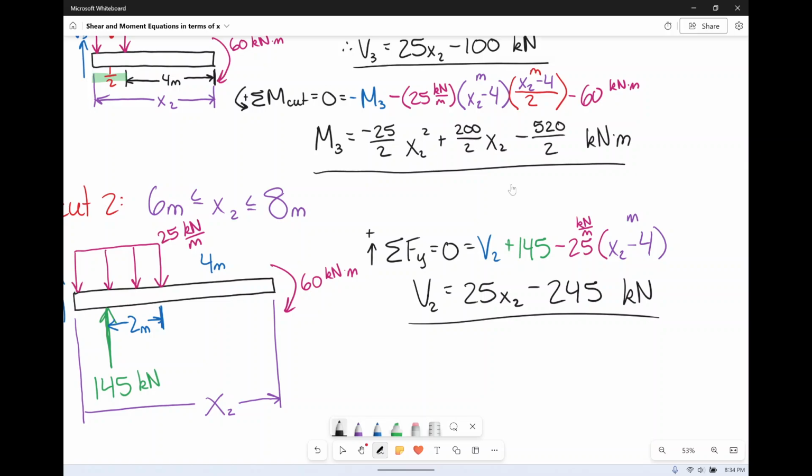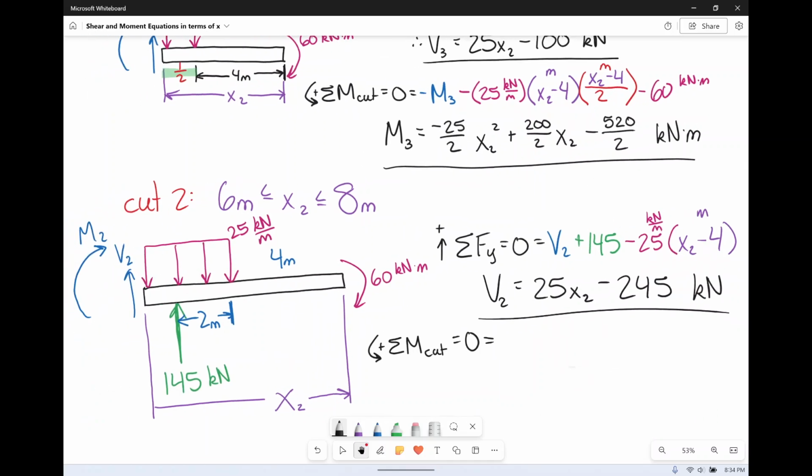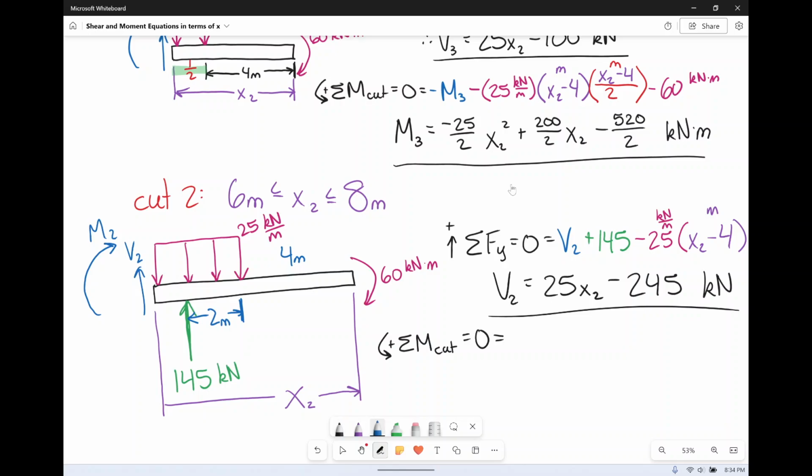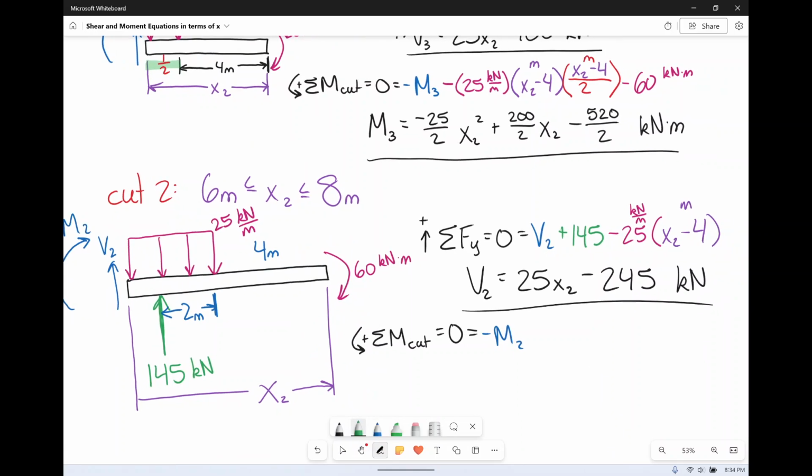So now what we're going to do is sum the moments about the cut, set that equal to 0. Counterclockwise is going to be positive. We're going to do the same thing. So again, what's going on? We've got minus M2. Then let's do the green one. Let's do our green load here. We've got it going in the positive direction. Yes, actually, it's positive, so it's 145.